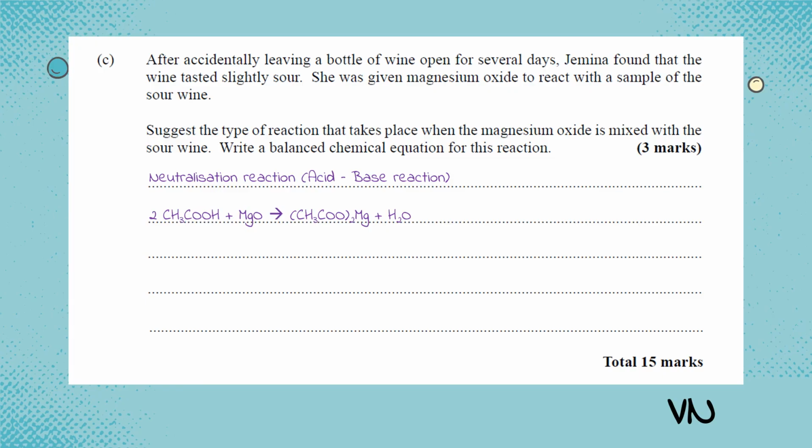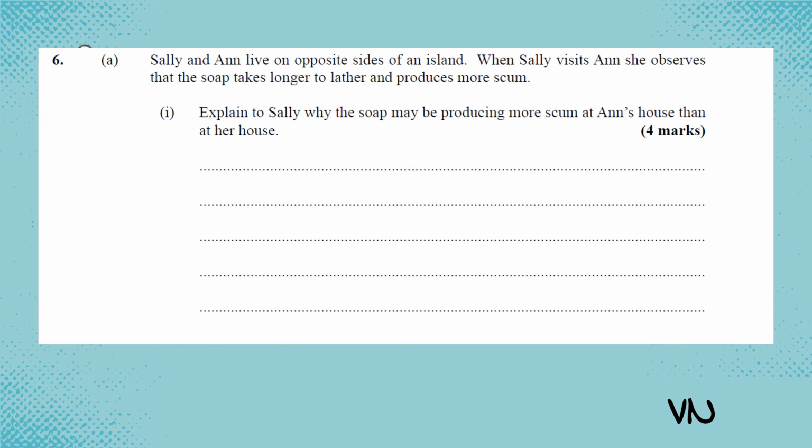And that would bring an end to question 5. So moving on to the final question now, question 6, says here that Sally and Anne live on opposite sides of an island. When Sally visits Anne, she observes that the soap takes longer to lather and produces more scum. Explain to Sally why the soap may be producing more scum at Anne's house than at her house.